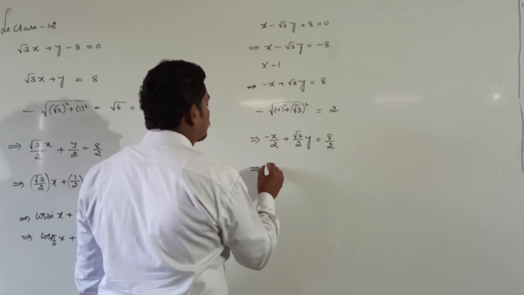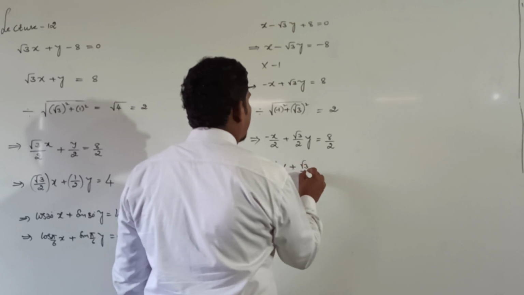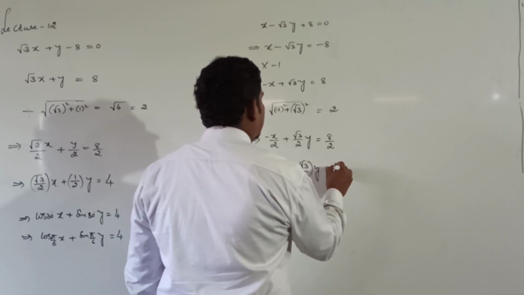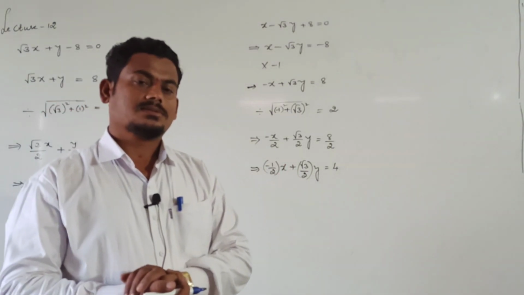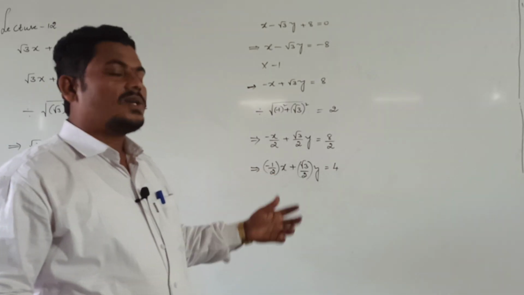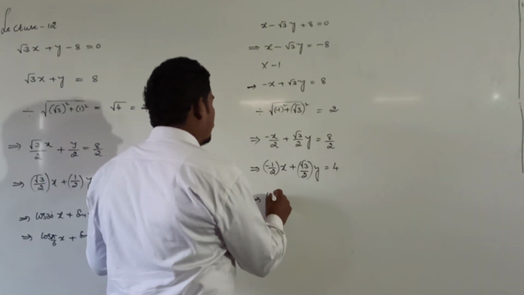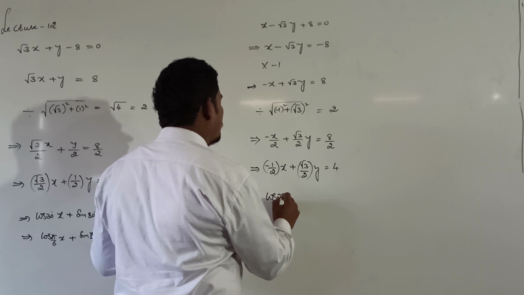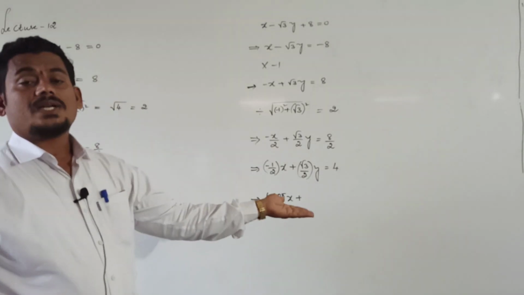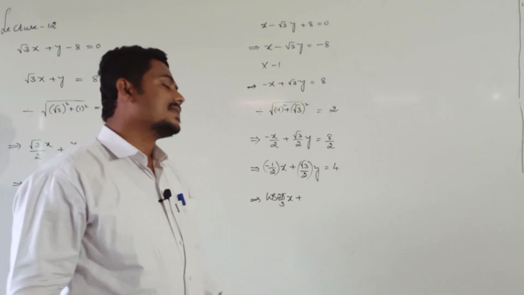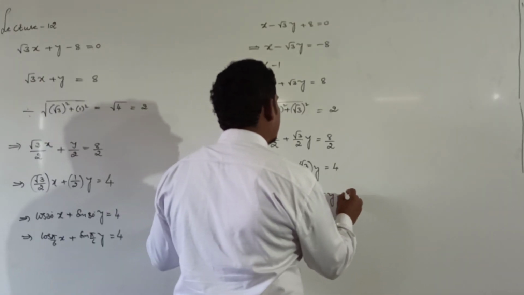After that, minus 1 by 2 into x plus root 3 by 2 into y is equal to 4. Now replace minus 1 by 2 as some cos angle. Minus 1 by 2, for what angle is the cos value minus 1 by 2? Clearly 120. Cos 120 means cos of 2 pi by 3 into x. Then clearly root 3 by 2, write in terms of some sine angle, that is sine of 2 pi by 3 into y is equal to 4.